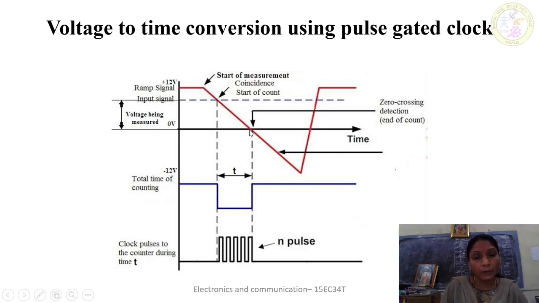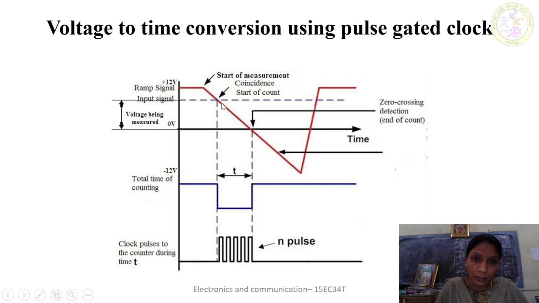The gate counts the number of oscillations from the oscillator. At this zero crossing detector, C2 will generate a stop pulse for the gate. At this time, the gate will stop the counting, and the counter has some value. So that value will be displayed by using the display unit.